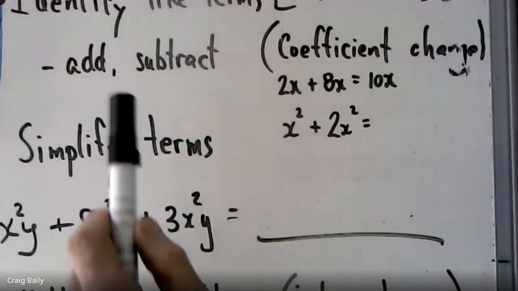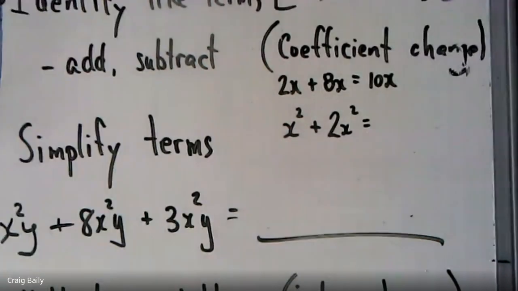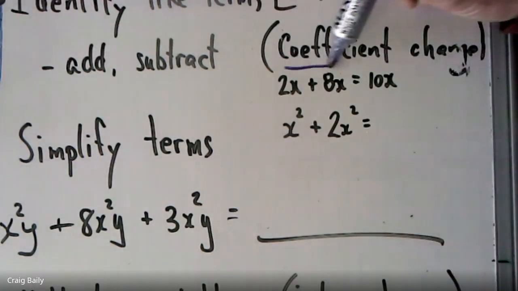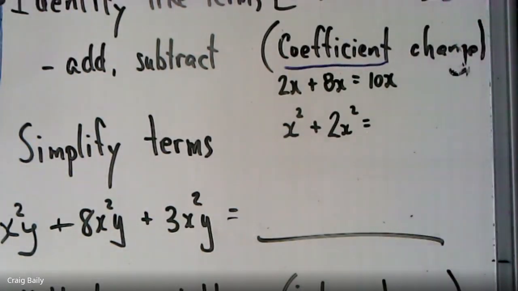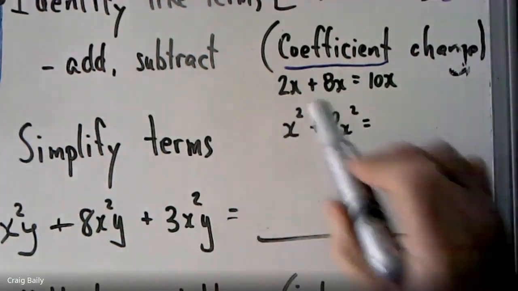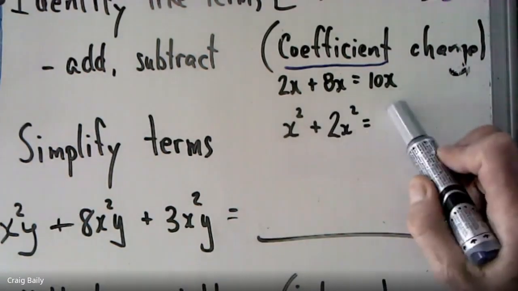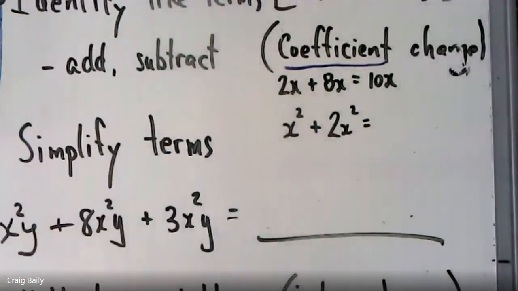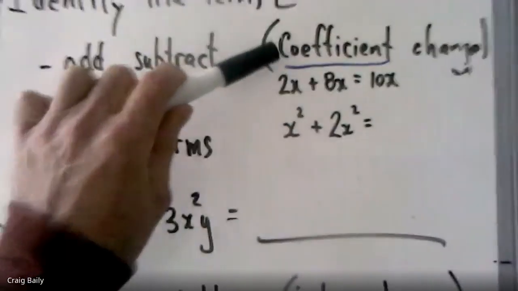Now, when you add or subtract like terms, the only thing that changes is the coefficient, which is the number in front of the variable. So if I had 2x plus 8x, that adds to 10x. When you add or subtract like terms, the only thing that changes is the coefficient.